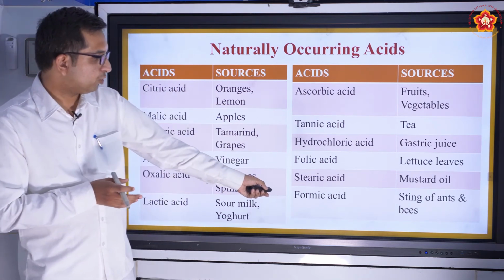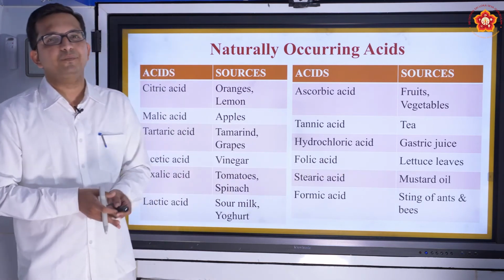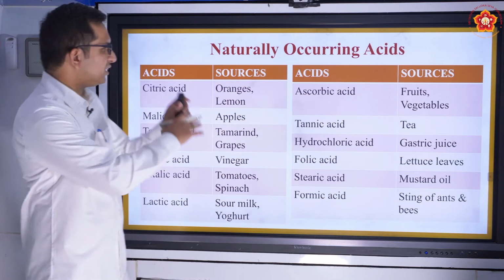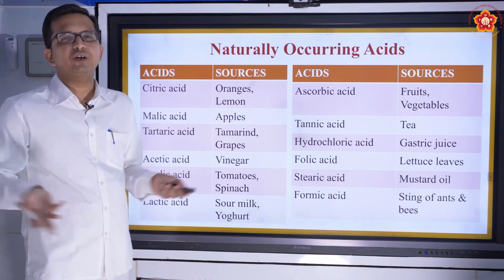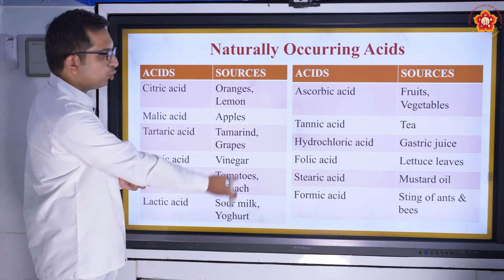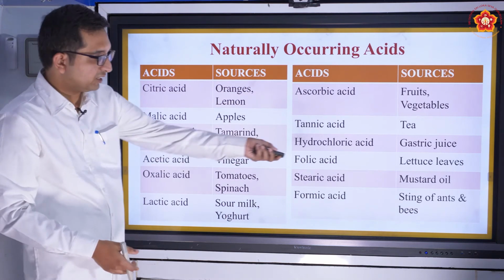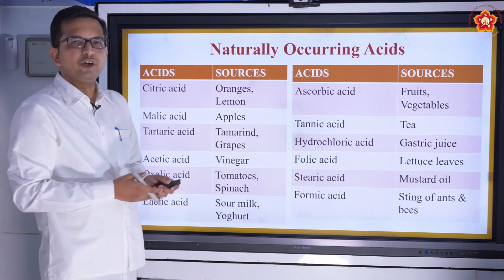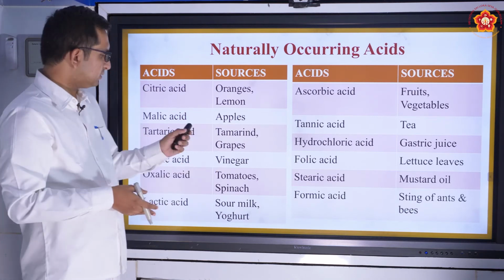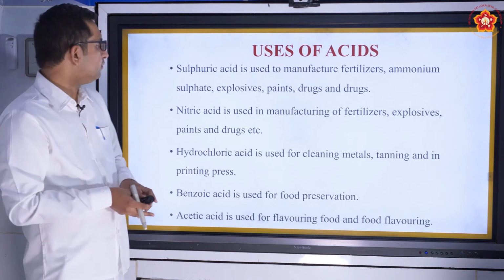But what you need to know here is that the sting of ants and bees will have formic acid present in them. So this is nothing but a tabulation of various acids that we have around us in various sources, that is, in fruits, vegetables or various stings, as we have discussed. So having seen all these naturally occurring acids and their presence, we will just see the uses of various acids that we have.